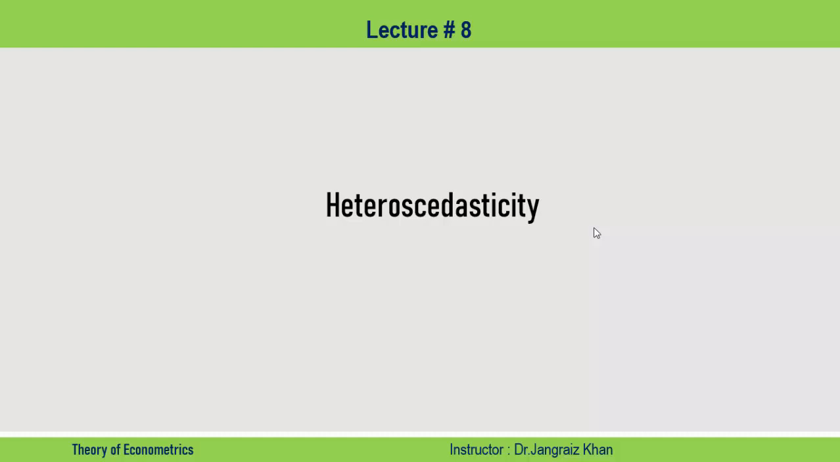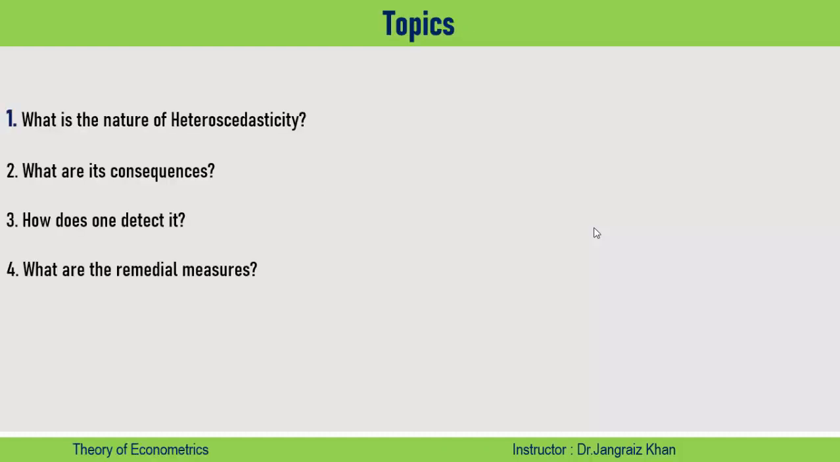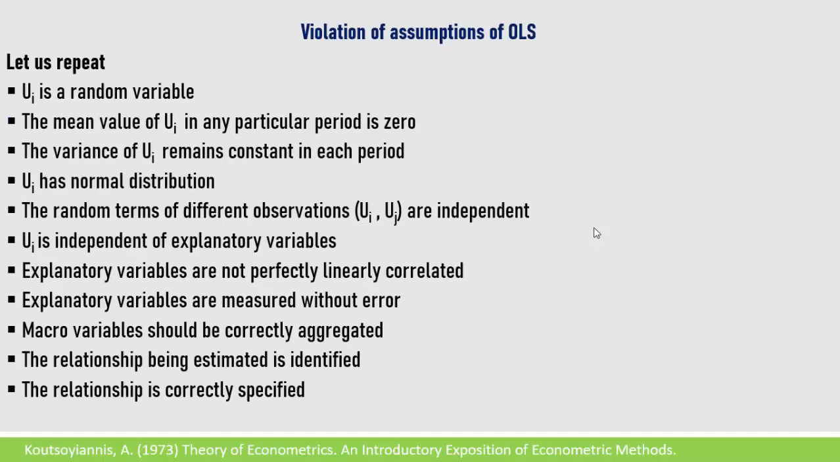Our today's lecture is about the first econometric problem, heteroskedasticity. In today's lecture, we will discuss what is the nature of heteroskedasticity. After discussing the nature of heteroskedasticity, we will discuss, if the model is heteroskedastic, what the possible consequences on the estimation can be, how we can detect heteroskedasticity, and further what the remedial measures are for the solution of these problems.